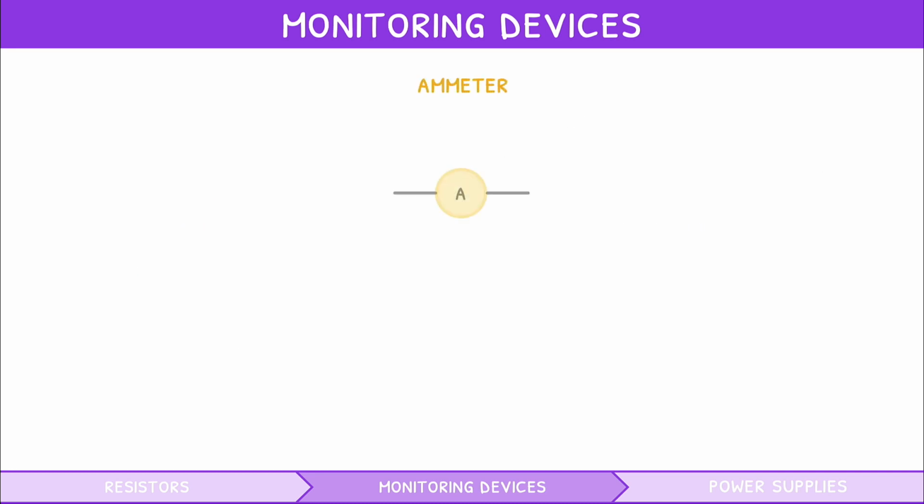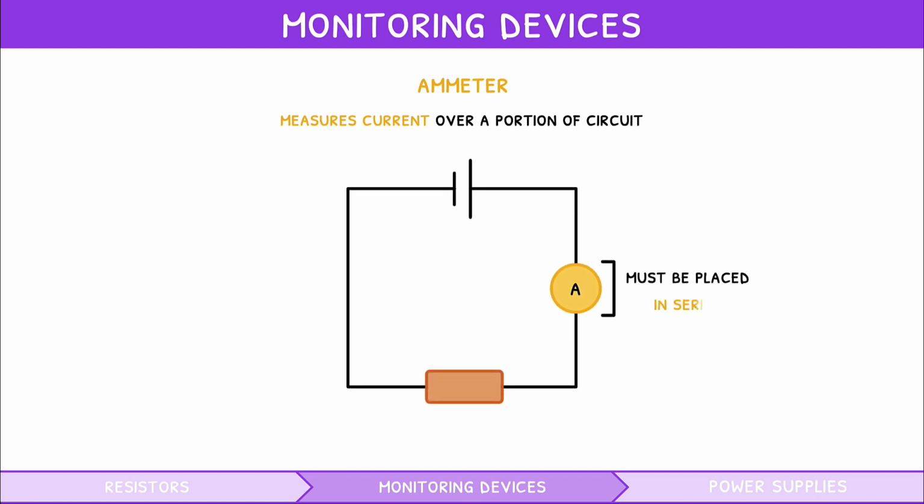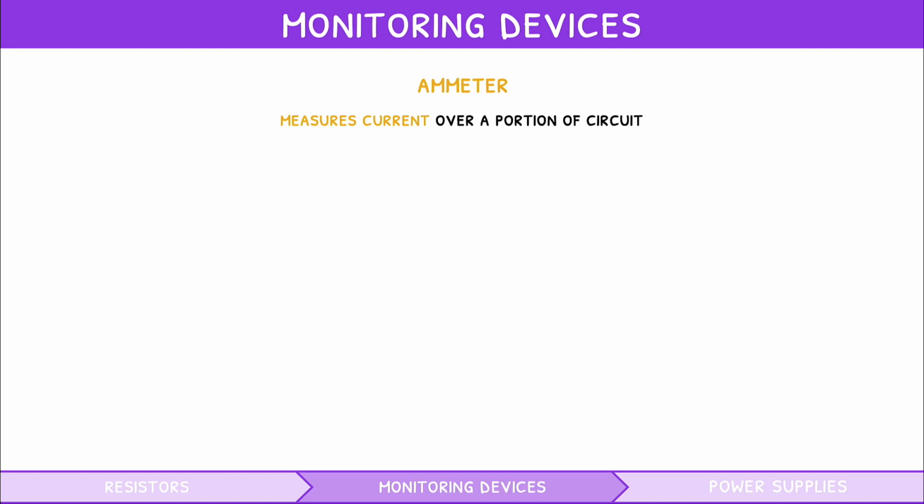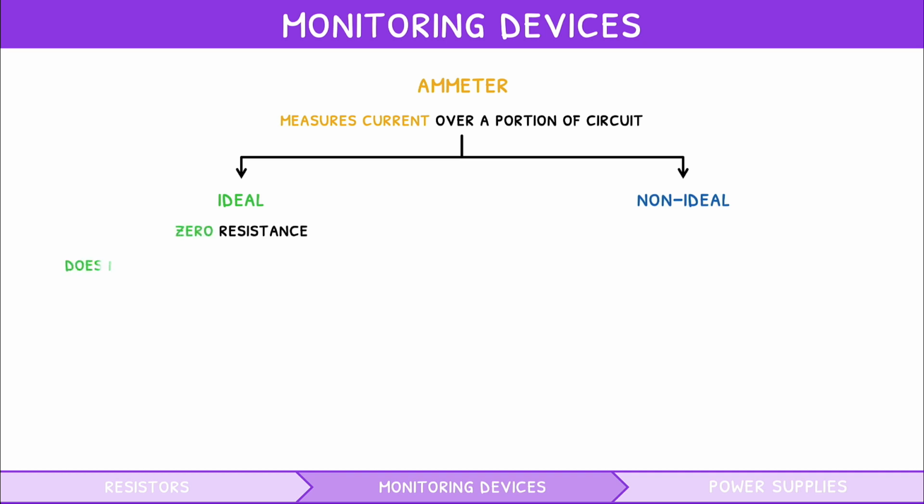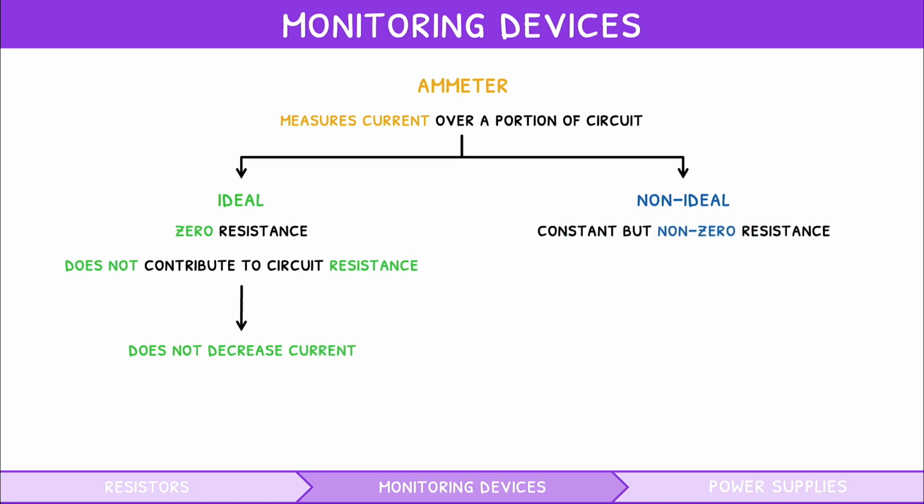An ammeter measures current over a portion of a circuit, but it must be placed in series with the monitored portion. Like voltmeters, they can be ideal and non-ideal. An ideal ammeter has zero resistance, i.e. it does not contribute to the circuit resistance, and so does not decrease the current. A non-ideal ammeter has a constant but non-zero resistance, i.e. it does cause a slight drop in current. In real life, most ammeters are non-ideal.